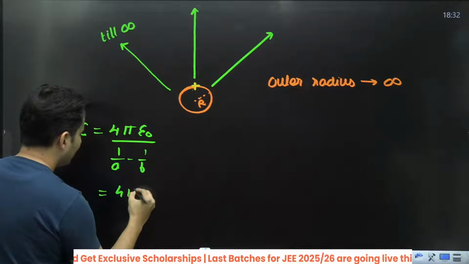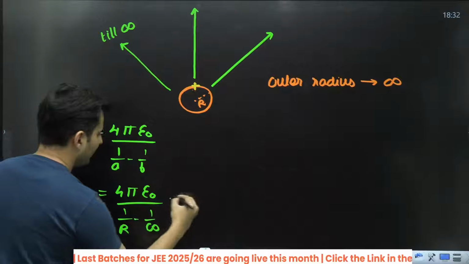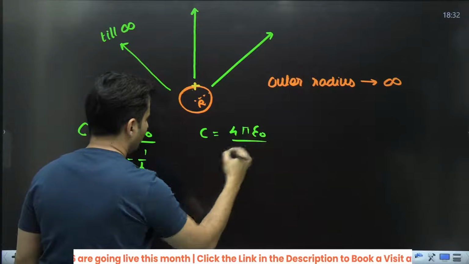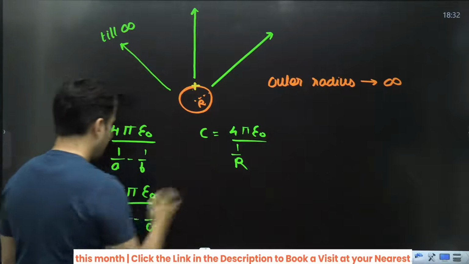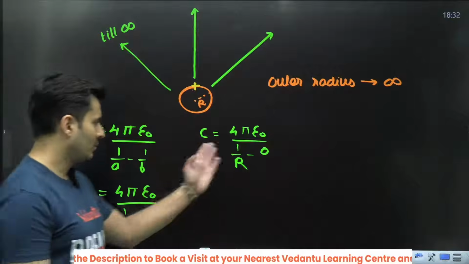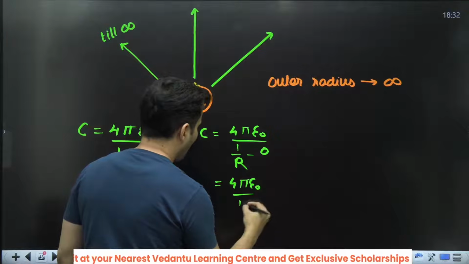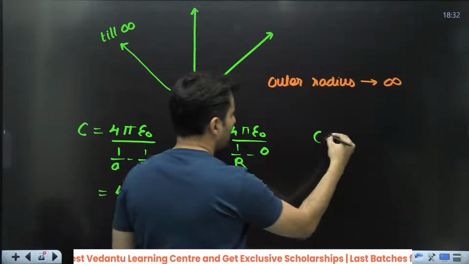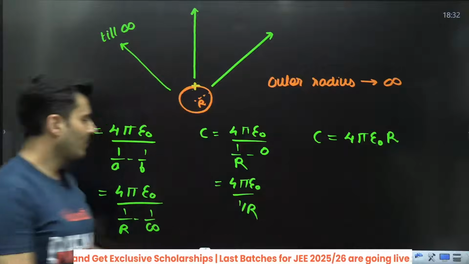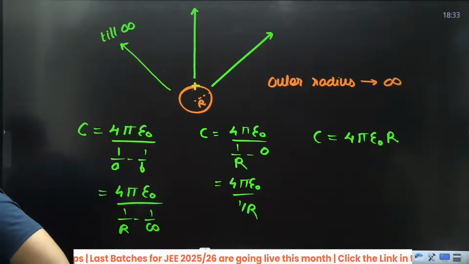So how about using it? A is nothing but r, b is nothing but infinity. So I will get it as 4 pi epsilon naught. 1 by r is there. 1 by infinity is 0. Limit 1 by infinity is 0. So 1 by r minus 0 is 1 by r only. So it is just 4 pi epsilon naught 1 by r. So take it on the top. So capacitance will become 4 pi epsilon naught r. R goes on the top, 4 pi epsilon naught r.